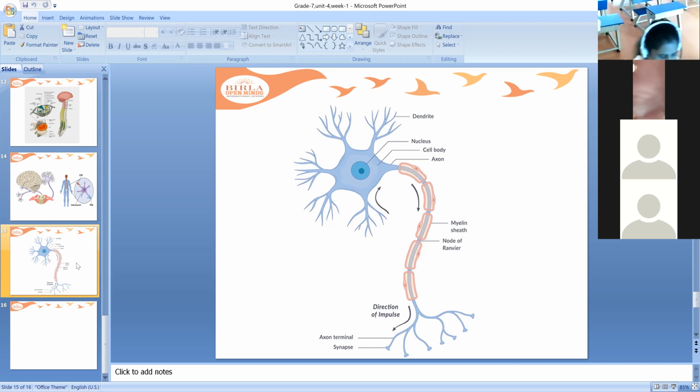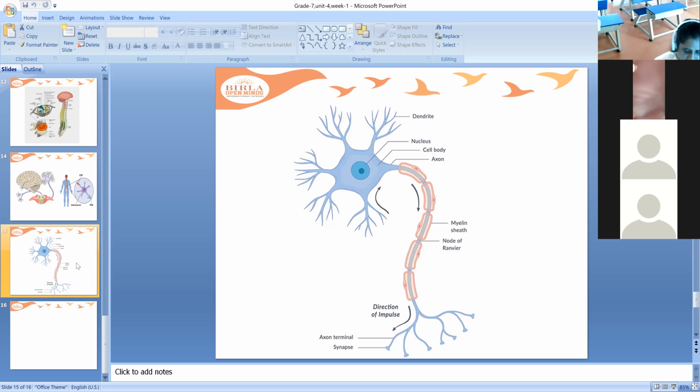Classification of neurons. Neurons are classified as motor, sensory, and relay or mixed. Motor neurons carry messages from the central nervous system to organs, glands, and muscles. Sensory neurons carry messages from external stimuli to the central nervous system. Mixed neurons carry messages from one part of the nervous system to the other. The working of the central nervous system. So here, what have you understood about the motor neurons?